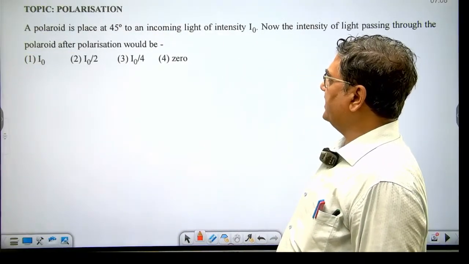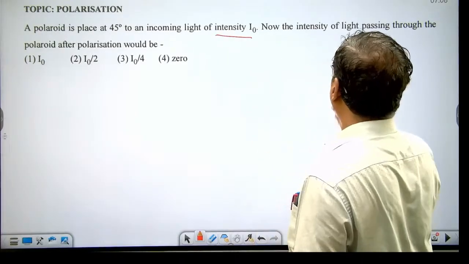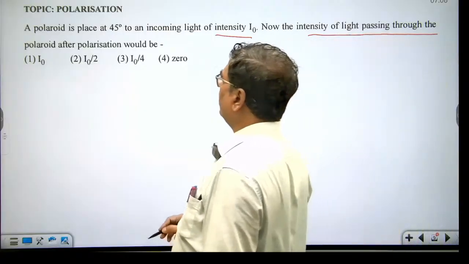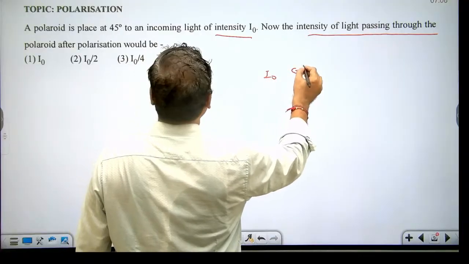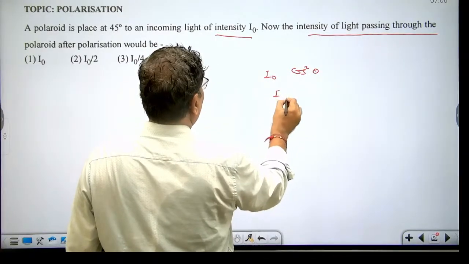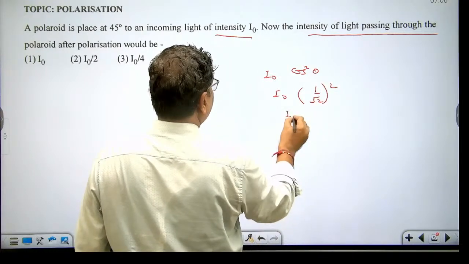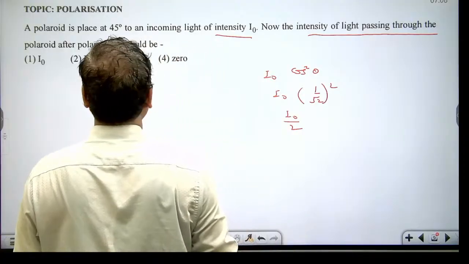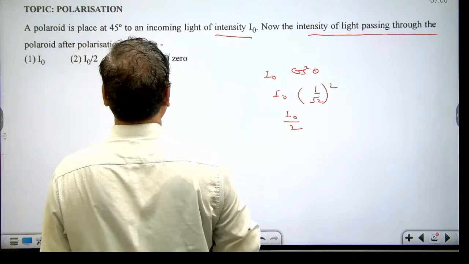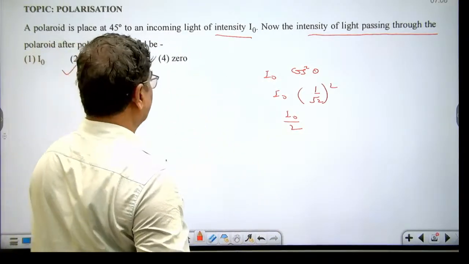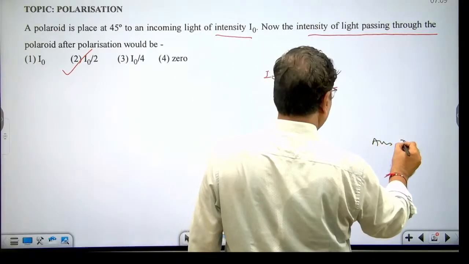A polaroid is placed at 45 degrees to an incoming light of intensity I naught. Now the intensity of light passing through the polaroid after polarization would be I naught cos square theta. Cos 45 degrees means 1 upon √2, squared. This will be I naught upon 2. So out of 4 choices, the correct choice is option 2.